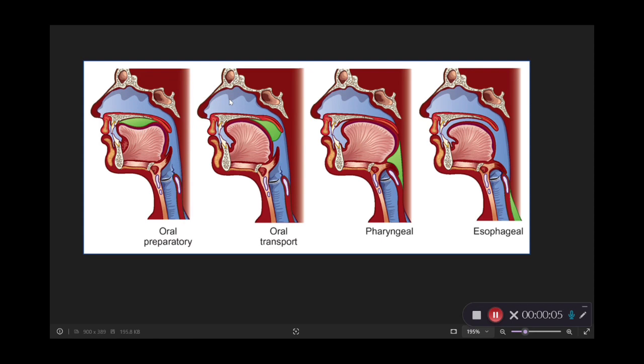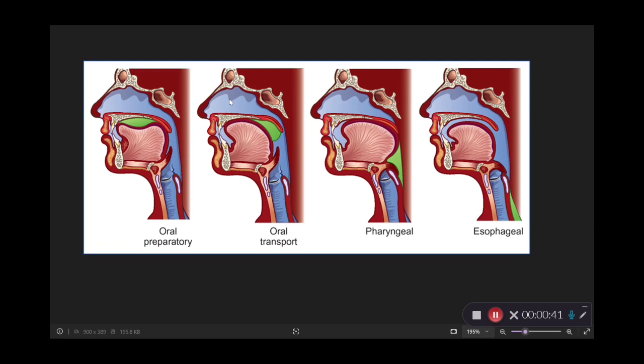I will be talking to you today about the process of normal swallowing. So I have a visual here with four stages because there are four stages of swallowing. The first stage is called the oral preparatory phase, which is where our food or our liquid is prepared into something that's called a bolus. This word bolus is used for when we're going to swallow.